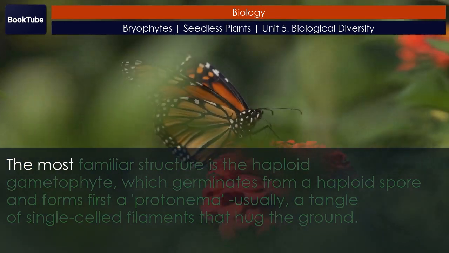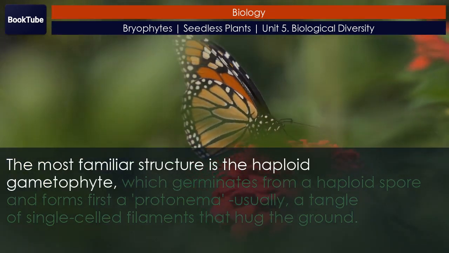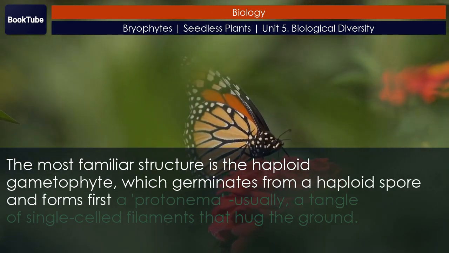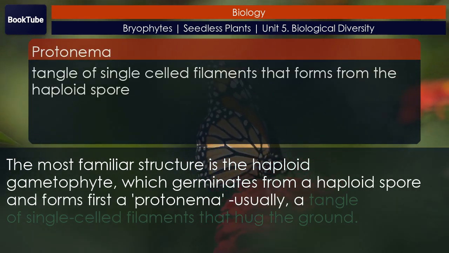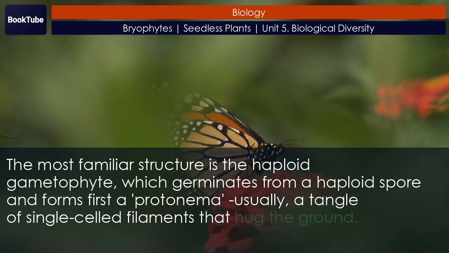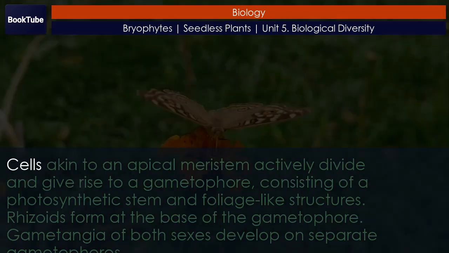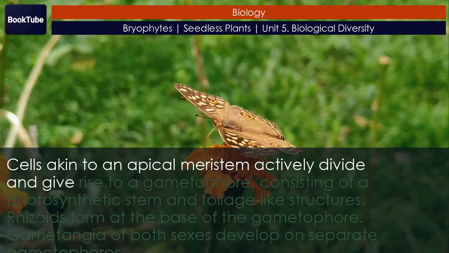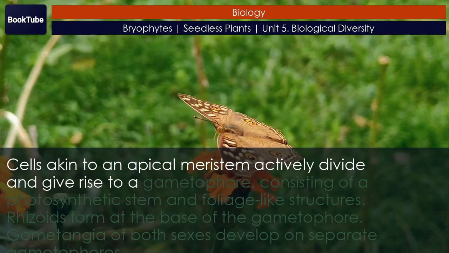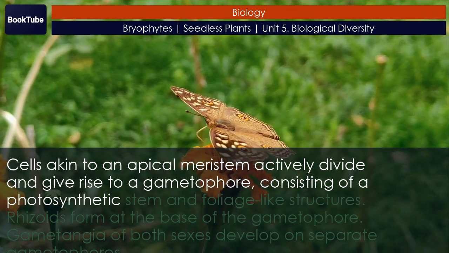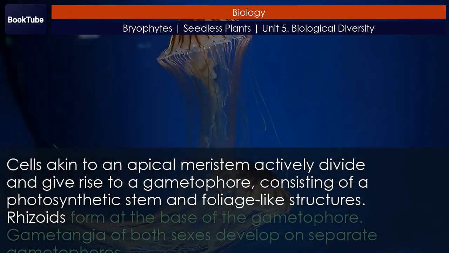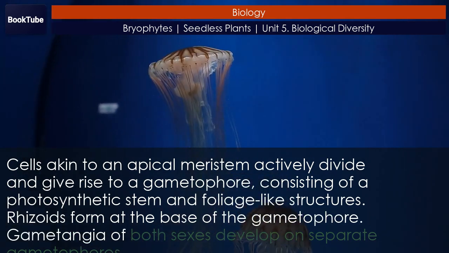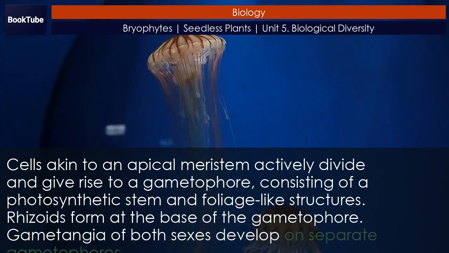The moss life cycle follows the pattern of alternation of generations as shown in Figure 6. The most familiar structure is the haploid gametophyte, which germinates from a haploid spore and forms first a protonema, usually a tangle of single-celled filaments that hug the ground. Cells akin to an apical meristem actively divide and give rise to a gametophore, consisting of a photosynthetic stem and foliage-like structures. Rhizoids form at the base of the gametophore. Gametangia of both sexes develop on separate gametophores.